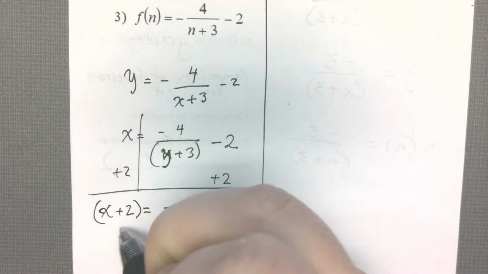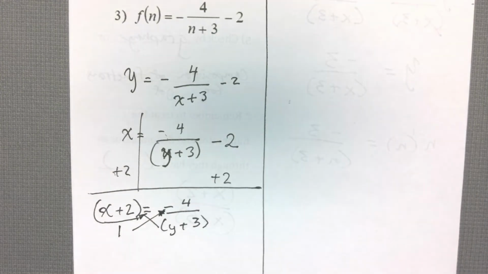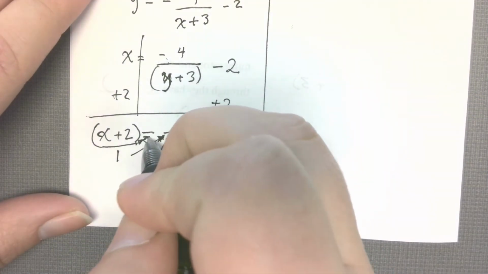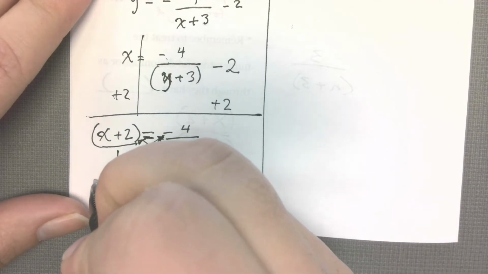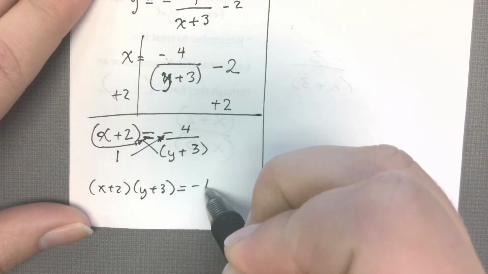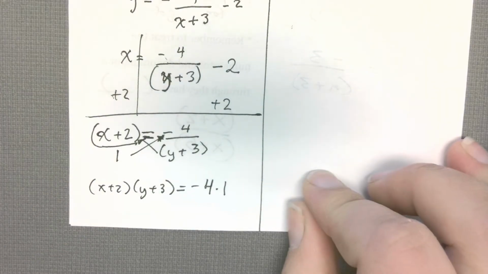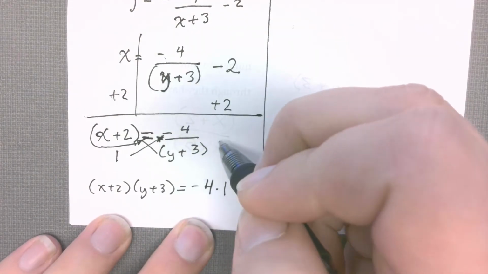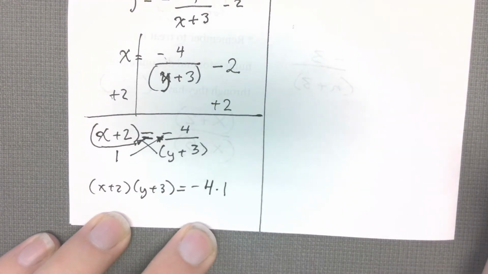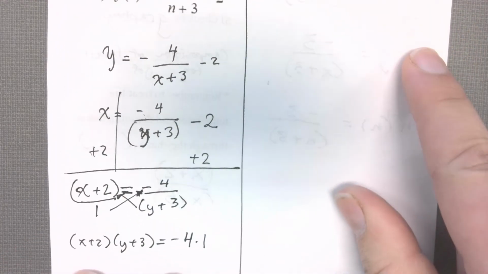And you can either just think of this as over 1 and cross multiply. Whenever we cross multiply, it has to be across the equal sign. Otherwise, it doesn't work. So we can have x plus 2 times y plus 3 is equal to negative 4 times 1. That's the same thing as if I multiplied both sides by y plus 3. I'm going to just take this and write it at the top of my next little area.